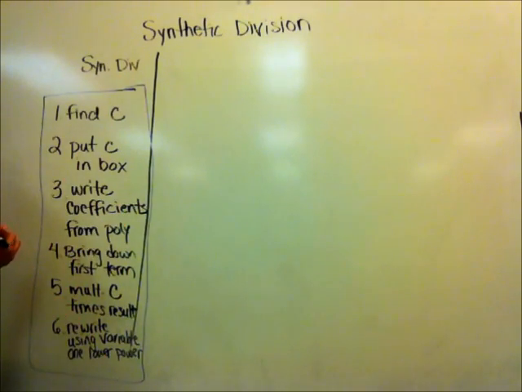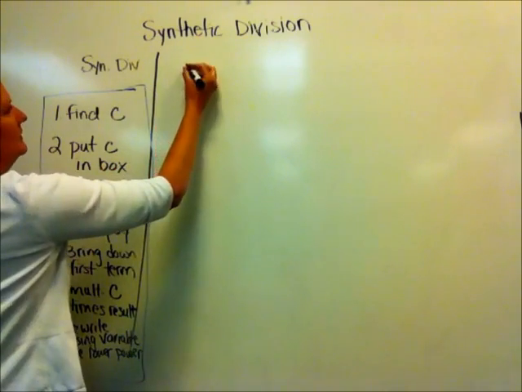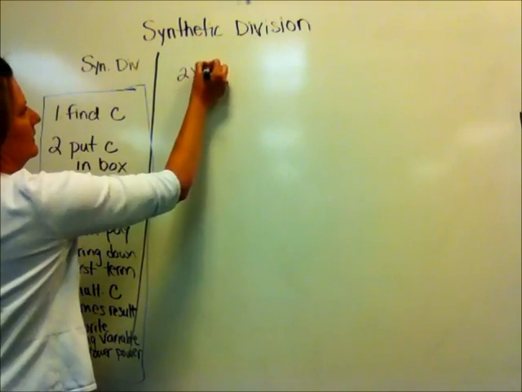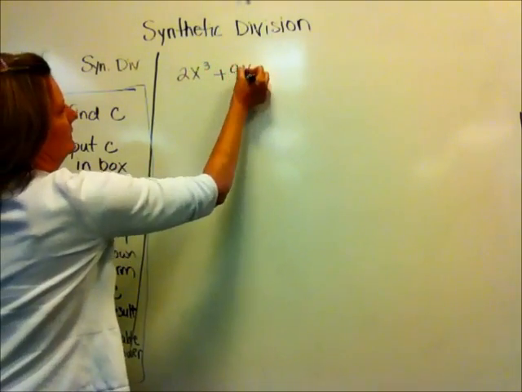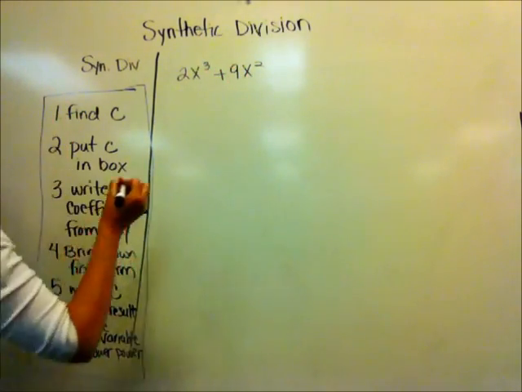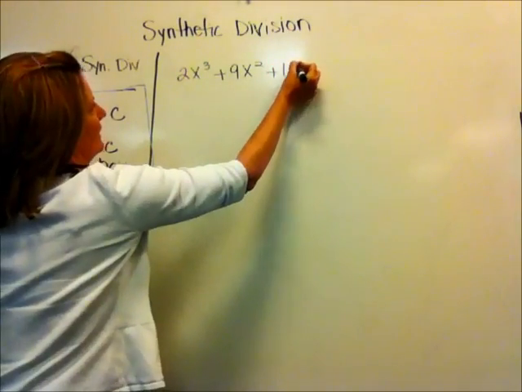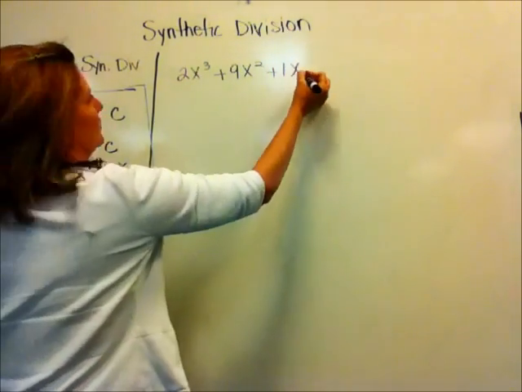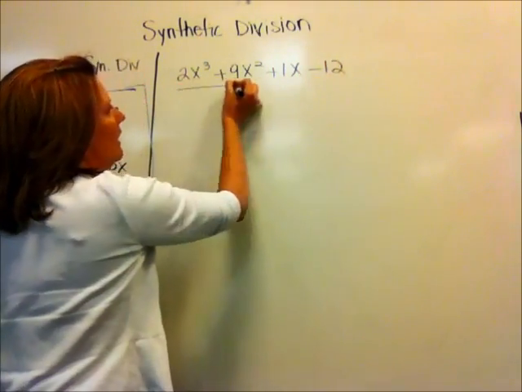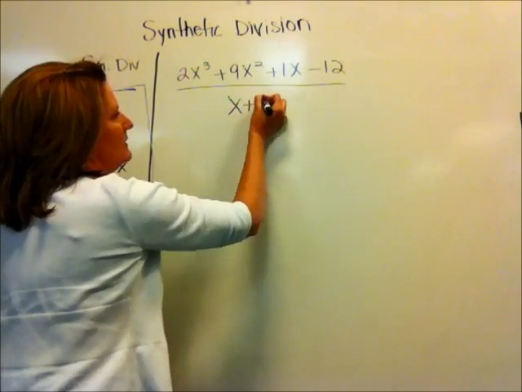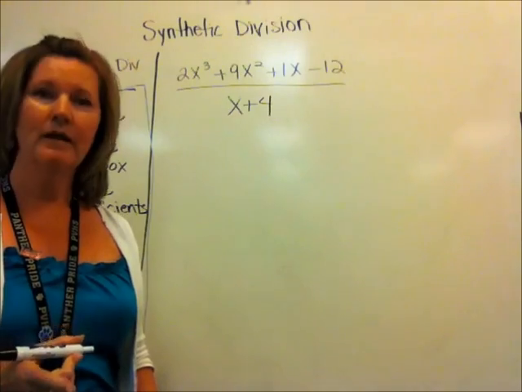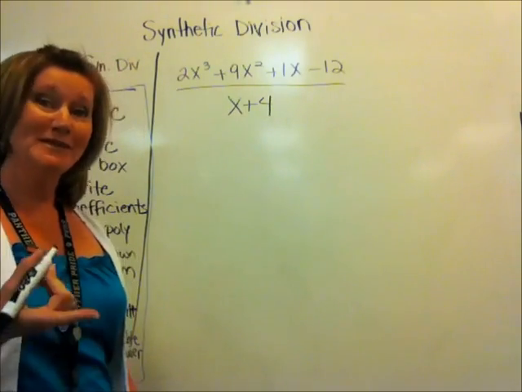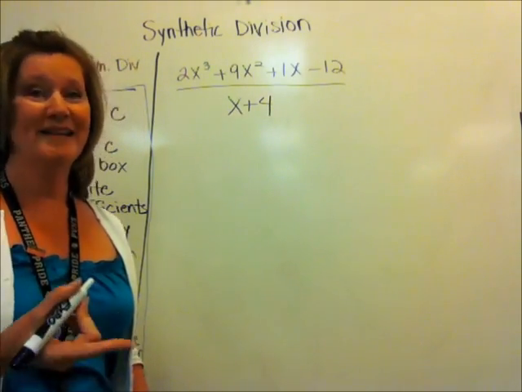The next one is 2x cubed plus 9x squared plus 1x minus 12 all over x plus 4. Okay, step number 1, find C. Remember, C needs to be of the term x minus C.